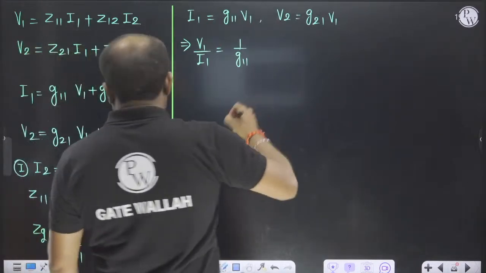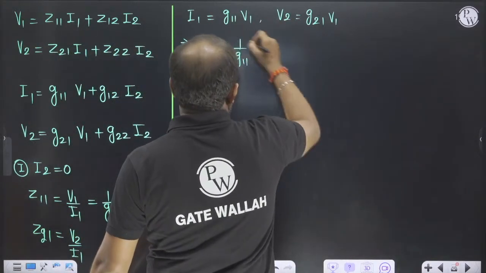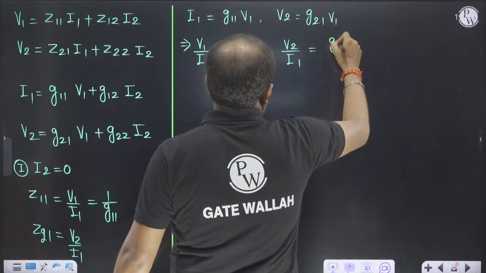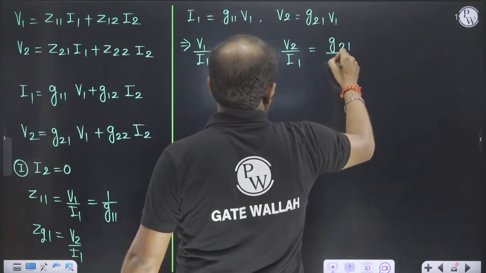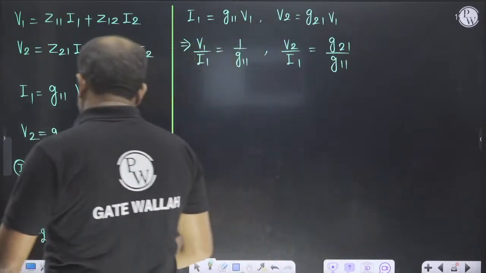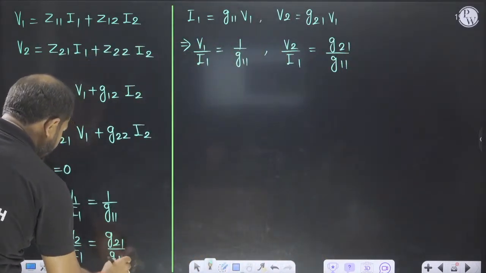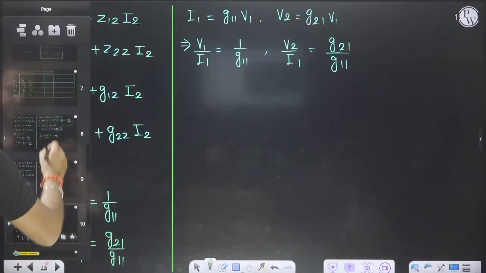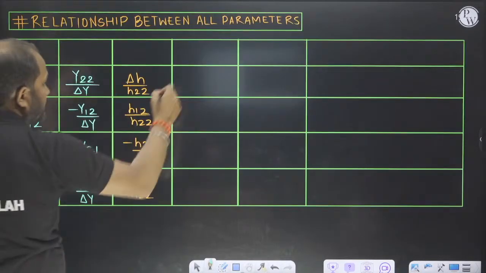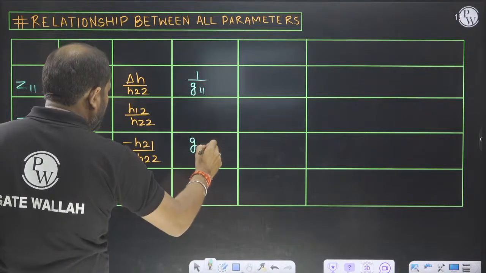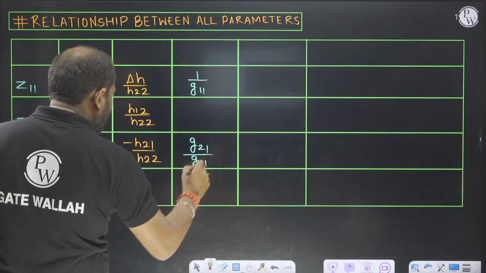Second is V2 upon I1. So V2 upon I1 I will divide, so it will be equal to G21 upon G11. So I will fill up the form here: 1 by G11 and G21 upon G11.